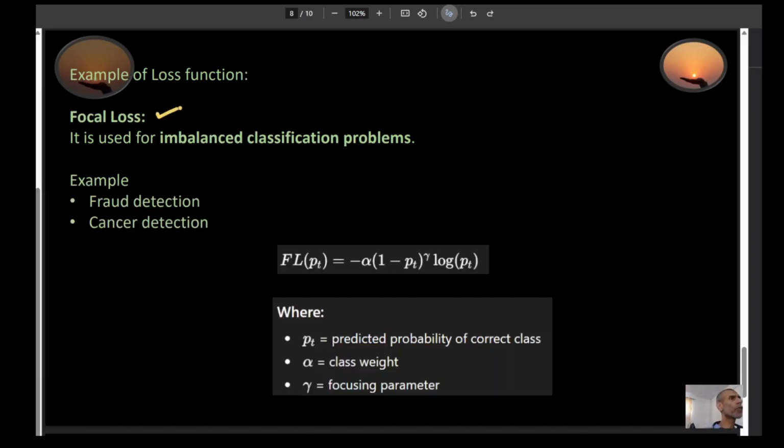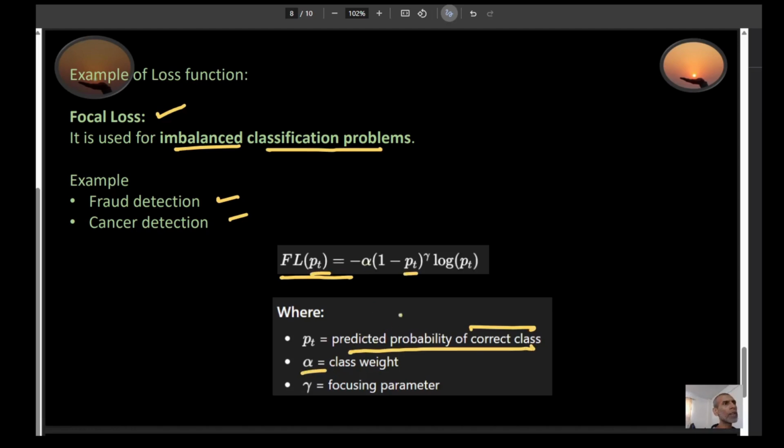And then there is also focal loss. This one is used for imbalanced classification problems. For example, in fraud detection or cancer detection, you don't have many frauds and you don't have a lot of cancer. That's why these are imbalanced. In this case, my focal loss would be given by this expression right here. Here, my p_t is the predicted probability of the correct class. That's the one, the correct class. Your alpha would be your class weight, and this one right here is called the focusing parameter, gamma.